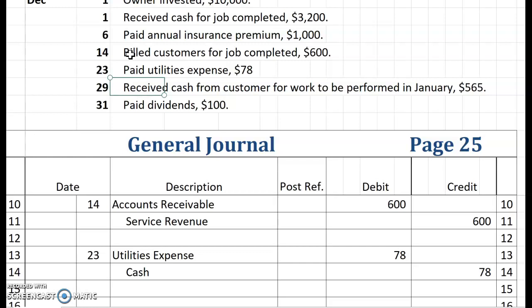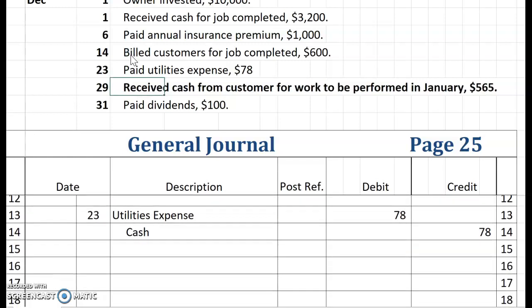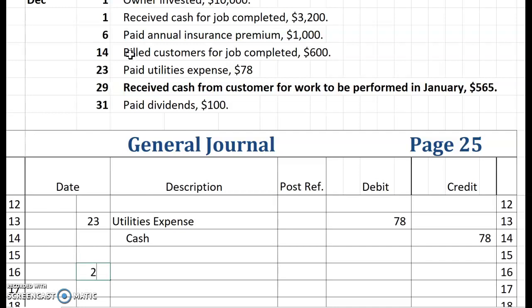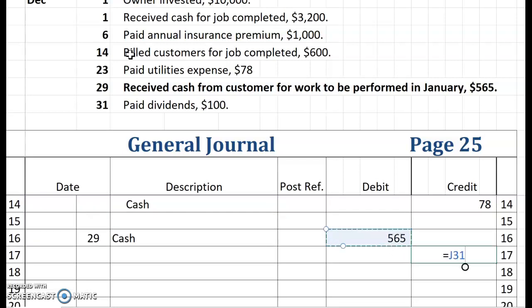All right. The 29th, we received cash from a customer for work to be performed in January. We're receiving cash. Cash is going up. Cash goes up with the debit. We haven't done the work yet. We're not going to do it till January. So as of right now, we owe our customer services. So when a customer pays in advance for services you're going to perform later, we have a liability called unearned revenue. That's our credit.